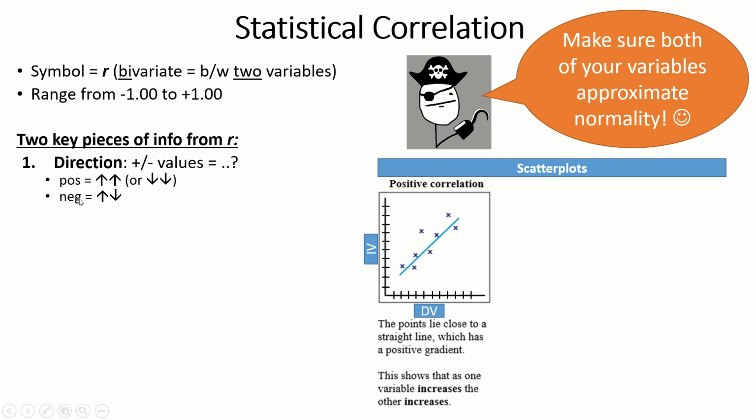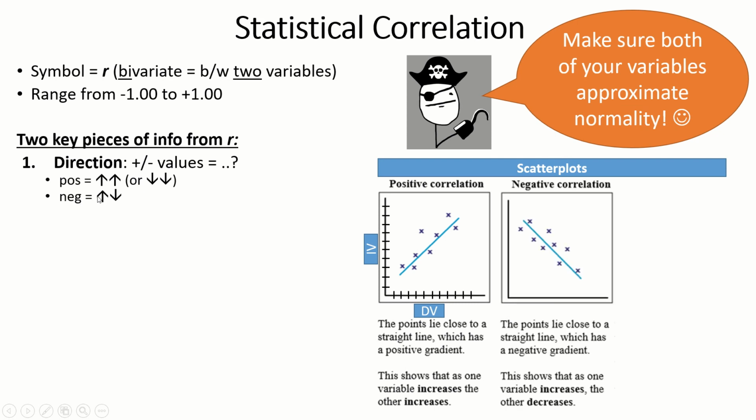For a negative correlation, a negative relationship, the values tend to go in the opposite direction. So as people tend to score higher on one variable, they tend to score lower on the other variable. And so if we draw a scatter plot of a negative correlation, the line of best fit doesn't go upward, it goes downward, right? So as people tend to score higher on the IV, they tend to score lower on the DV. Or you can say as people tend to score lower on the IV, they tend to score higher on the DV, that the values tend to go in the opposite direction.